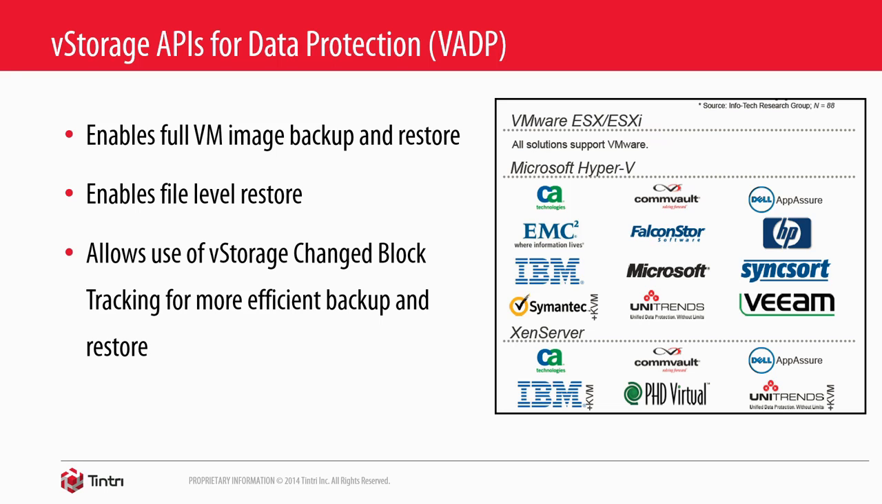So what is VADP? Well, I think everybody knows that, right? It allows you to back up your virtual machine as a virtual machine. You're not treating it as a physical server. You have your VSS, you're taking care of it, just like that, right? It's quick, it's efficient. It's what it's designed for. VADP is the solution for protecting your virtual machines. It also enables you to do file-level restores, and it uses vStorage change block tracking for more efficient backup and restore. And these are all the vendors out there that are supporting it. Everybody is doing VADP protection, right? That's one of the ways to do that with VMware.